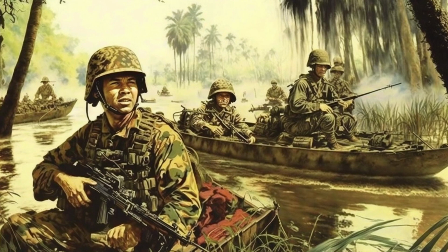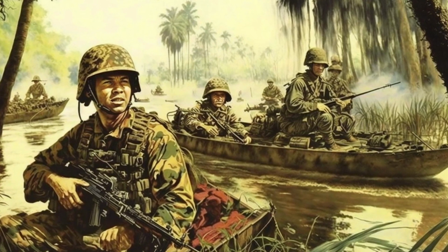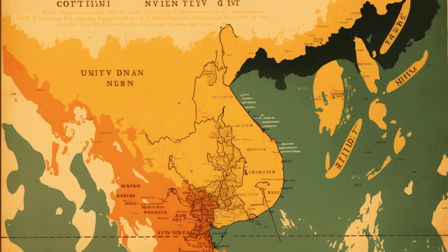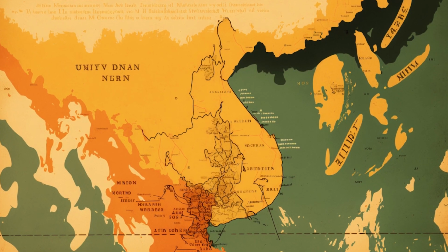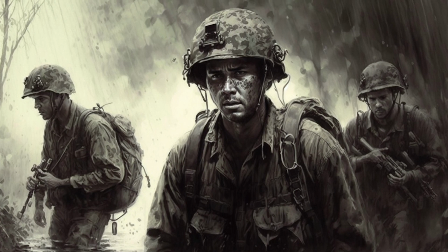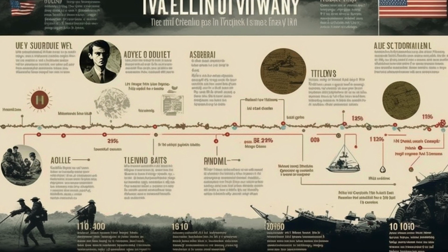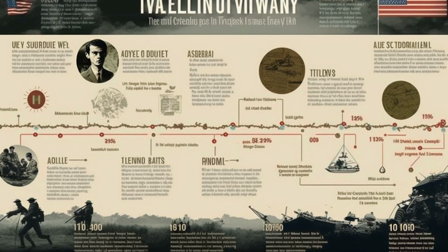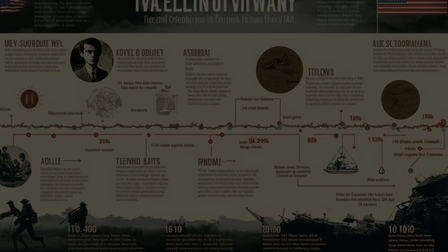The Vietnam War was a conflict that took place from 1955 to 1975 between North Vietnam and South Vietnam, with the involvement of the United States and other countries. It was a complex and controversial war that had a significant impact on the world. In this video, we'll provide an overview of the key events, factors, and consequences of the Vietnam War.